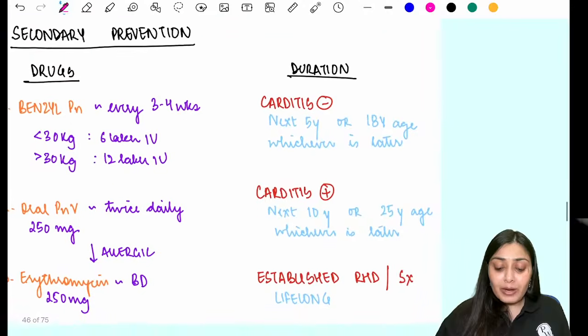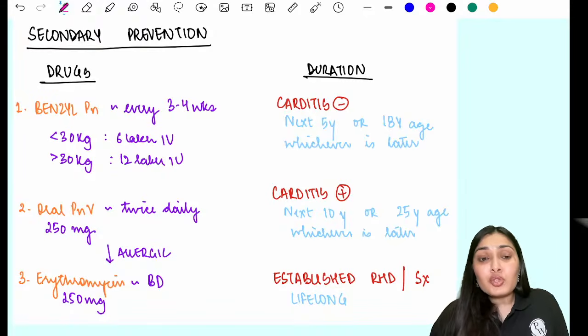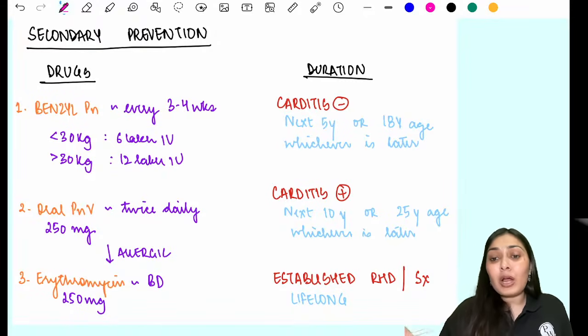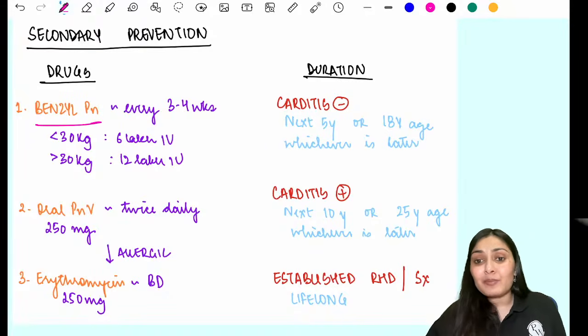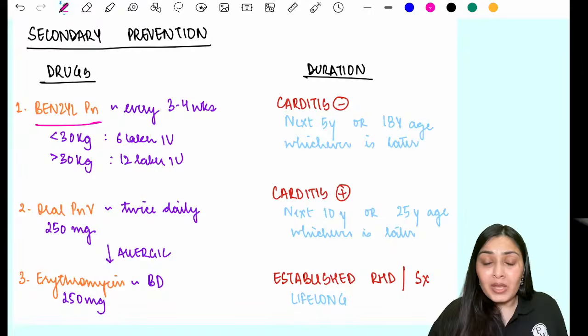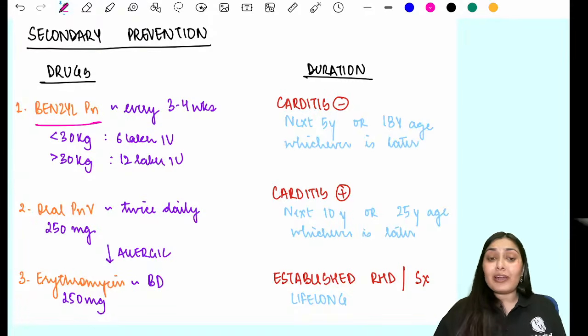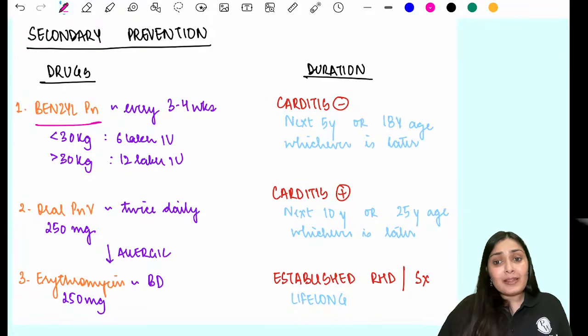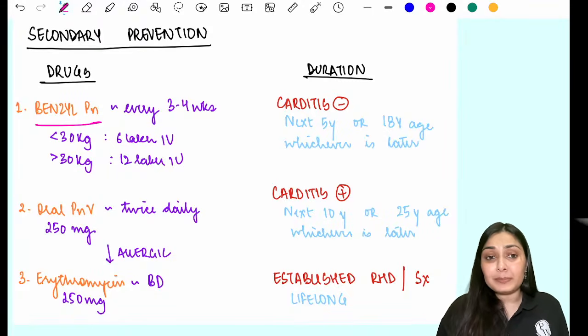So for secondary prophylaxis, the drugs that we use include penicillin, benzyl penicillin, and oral penicillin. I have two options. I will tell the child either you come every 3 to 4 weeks and get one injection of long-lasting benzyl penicillin with me. If the child is less than 30 kg, I'll give 6 lakh international units. After that, if more than 30 kg, I will give 12 lakh international units, right? This is simple. The child has to come every month and get this one shot of benzyl penicillin.